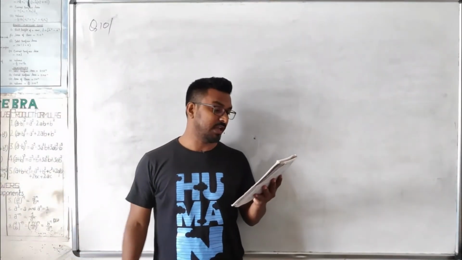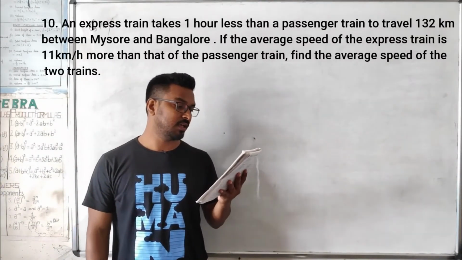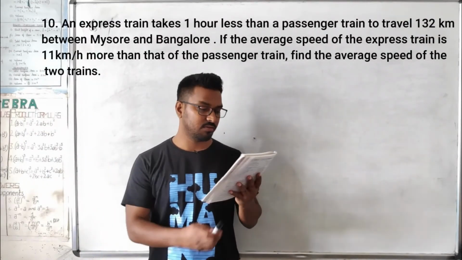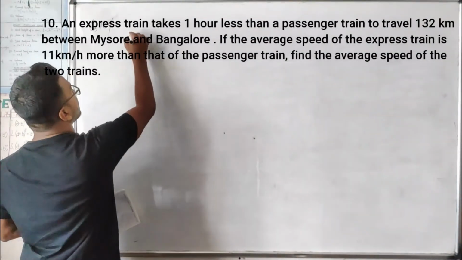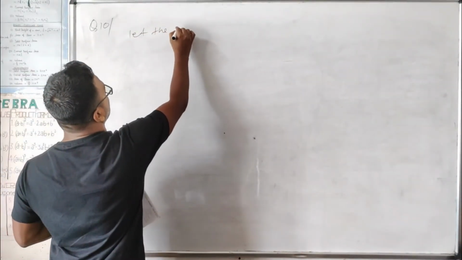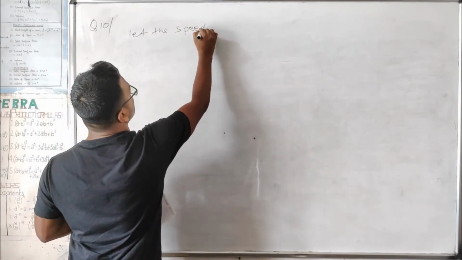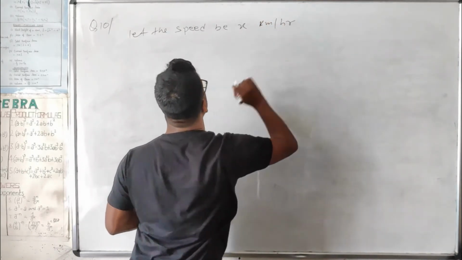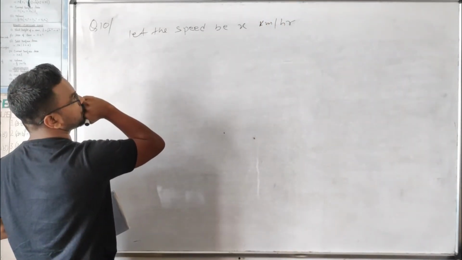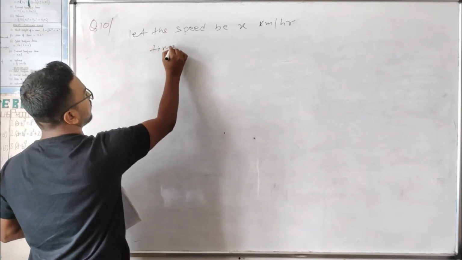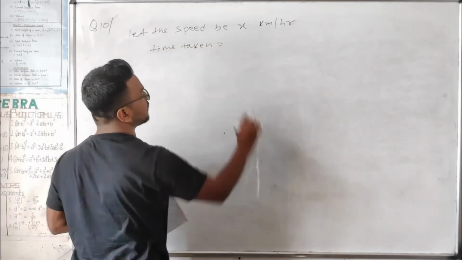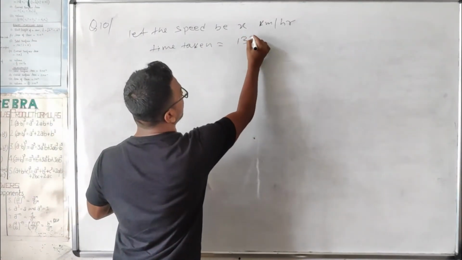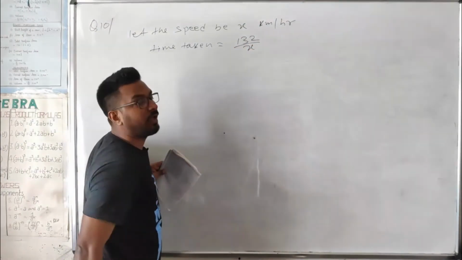So our next question is given: an express train takes 1 hour less than a passenger train to travel 132 km between Mysore and Bangalore. Okay, let me write. Let the speed be x kilometer per hour. Okay, so time taken will be how much? Distance by speed, and distance is given 132, so it will be 132 by x.